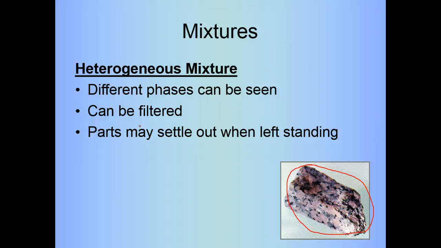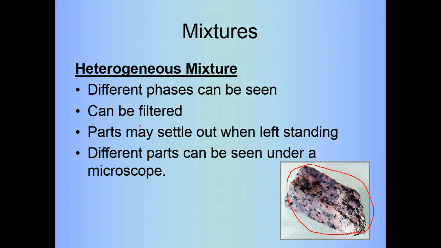Particles may settle out when left standing. So let's say something temporarily looks homogeneous because you've shaken it all up. If those particles end up settling out, what that means is they're way too big to actually be a true solution, to stay suspended, to stay dissolved, and so they settle out. So that would be a characteristic that would tell us something's heterogeneous versus something that is truly homogeneous.